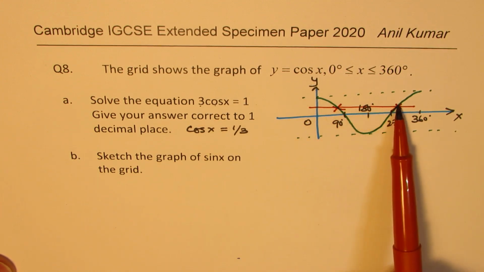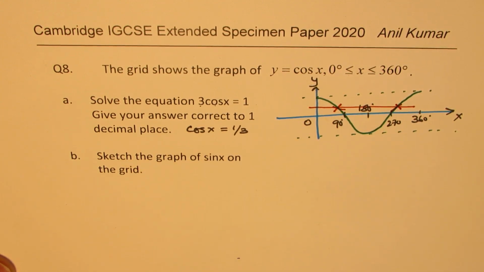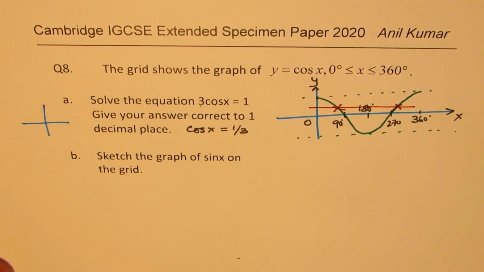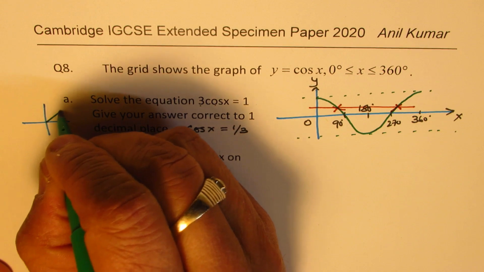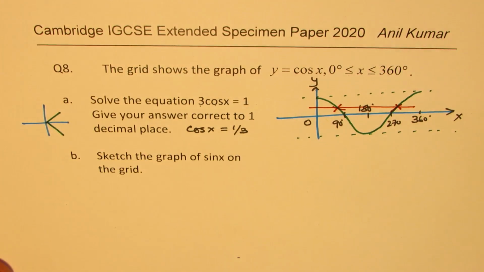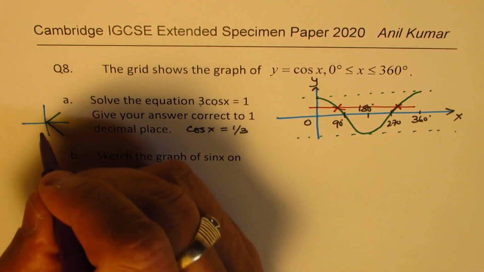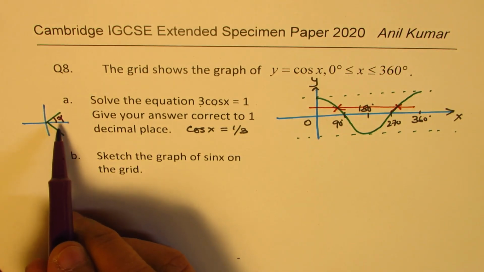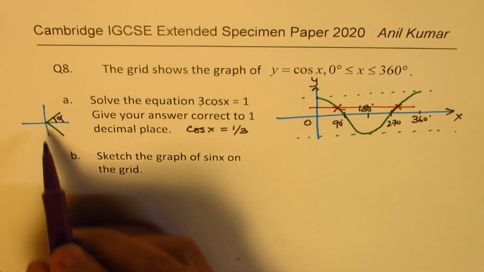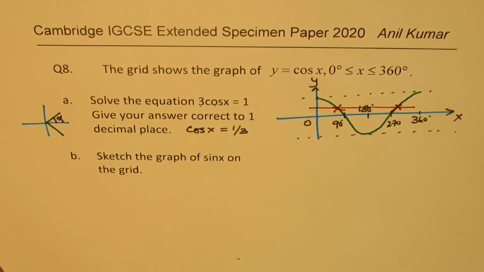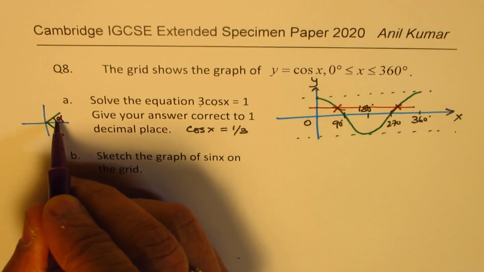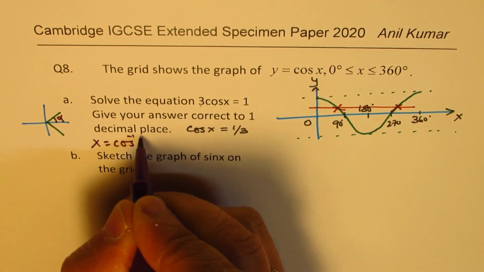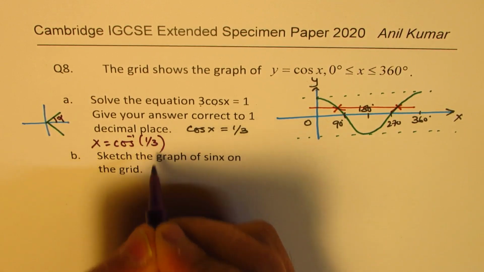Quadrant 1 and quadrant 4, cosine is positive, right? Let's try to understand. So we have cos as positive in these 2 quadrants. So these are the 2 answers which we are looking for. We'll first find this angle alpha here, and then that will be 360 minus alpha, correct? So what is x, or this angle alpha, equal to? X will be cos inverse of 1 over 3, right?